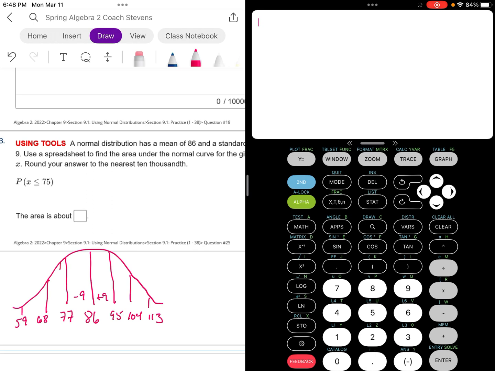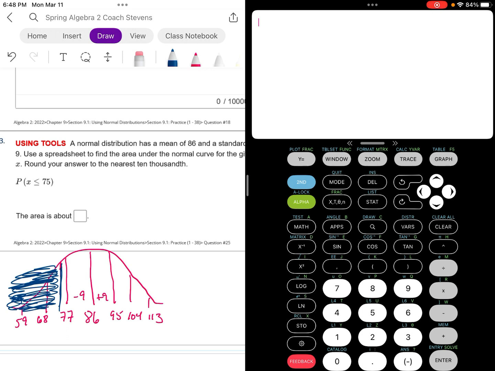And we realized that for 75, we want everything less than or equal to 75. What's that probability? So that's this area right here, and we're not exactly halfway between 68 and 77 like the one I did in class today. And so there's another way to do it without having to split it up into pieces, which is going to the calculator. I have my TI-84 open here.